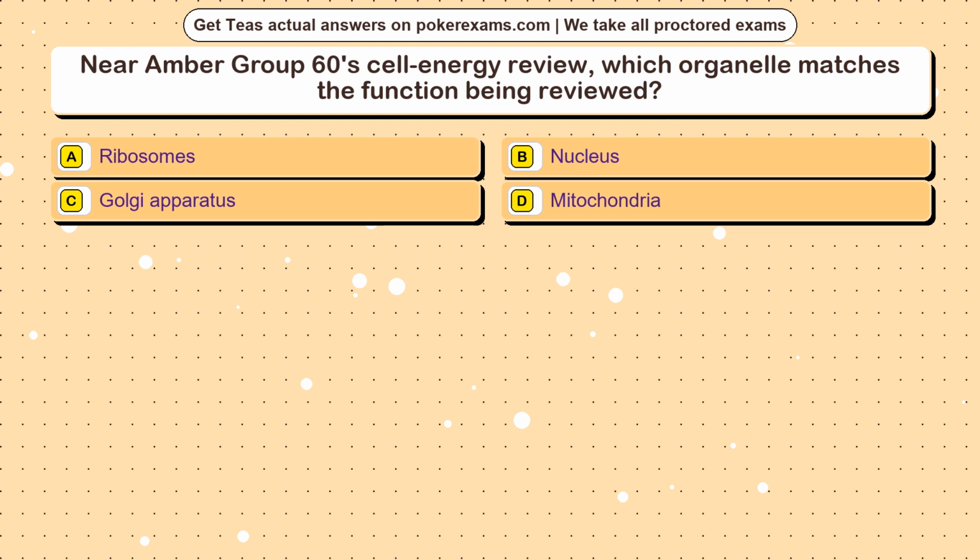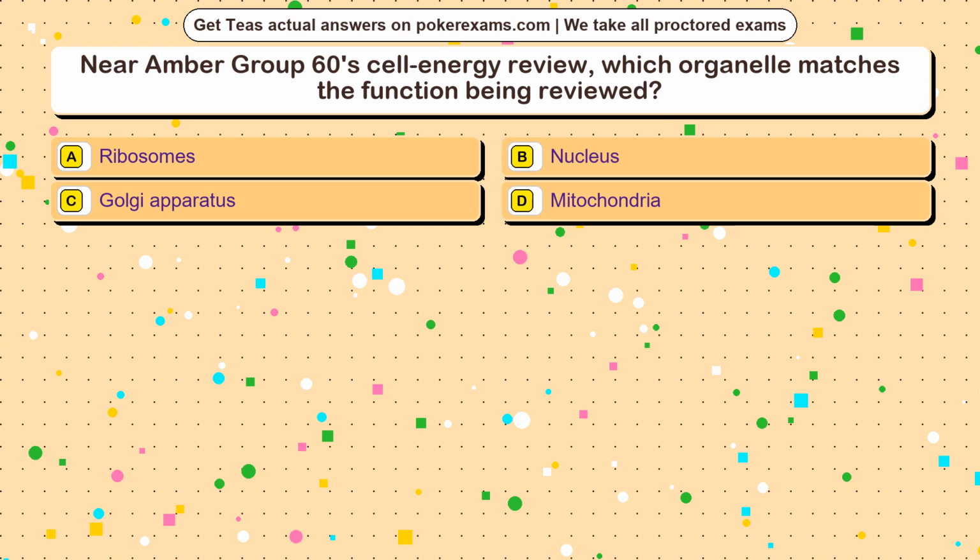Question 14. Near Amber Group 60's cell energy review, which organelle matches the function being reviewed? Option A, ribosomes. Option B, nucleus. Option C, Golgi apparatus. Option D, mitochondria.